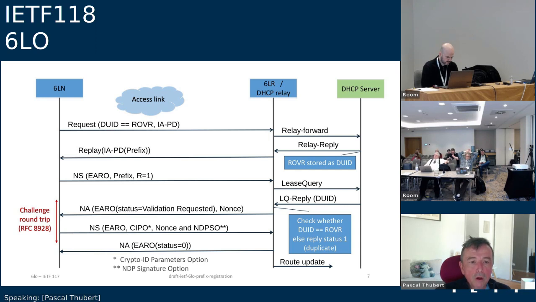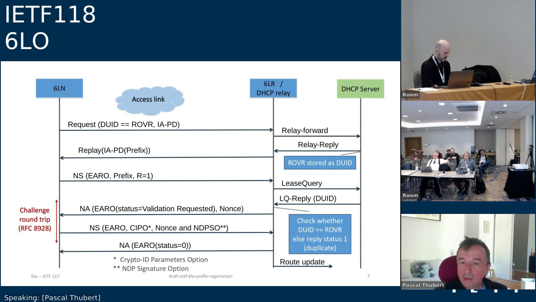But note what we've done here. We have used the rover, the route ownership verifier, basically the token that we built for RFC 8928, which is formed out of a key pair that the 6LN has formed, meaning that the rover is something that the 6LN can prove it owns. We already use it with RFC 8928 for hosts. What we are doing here is extending this concept to prefixes, meaning when you do an IAPD, the device unique ID, the device ID, will be set to the rover. And so the DHCP server will remember the device ID for which it gave this prefix, so now it stores the rover. What that means is when the 6LN registers the address, or moves and re-registers, as part of the EARO, it will expose the rover.